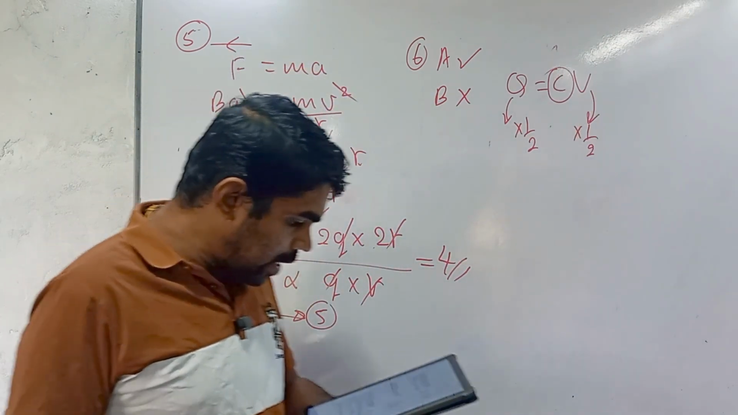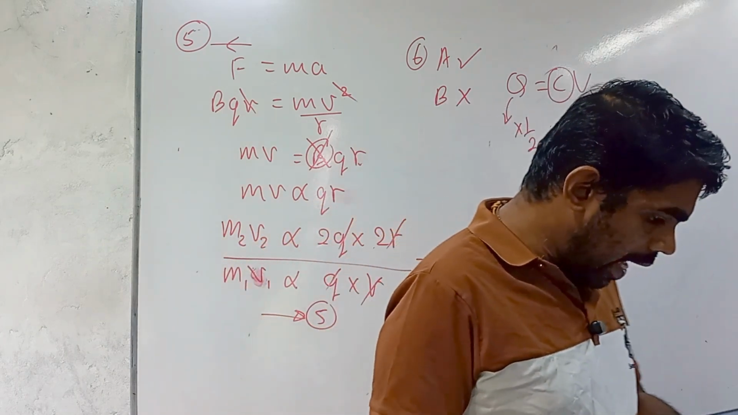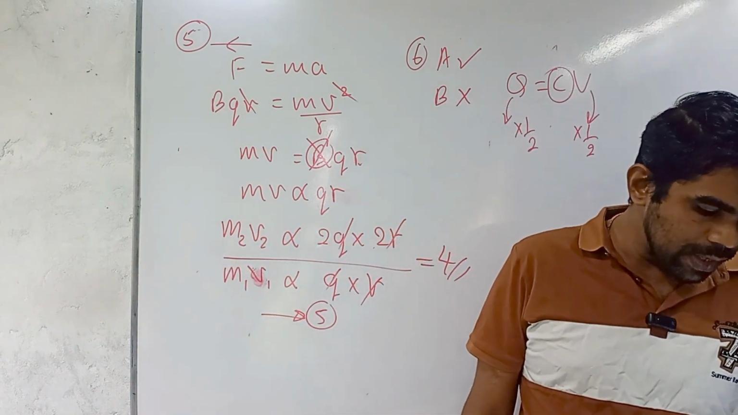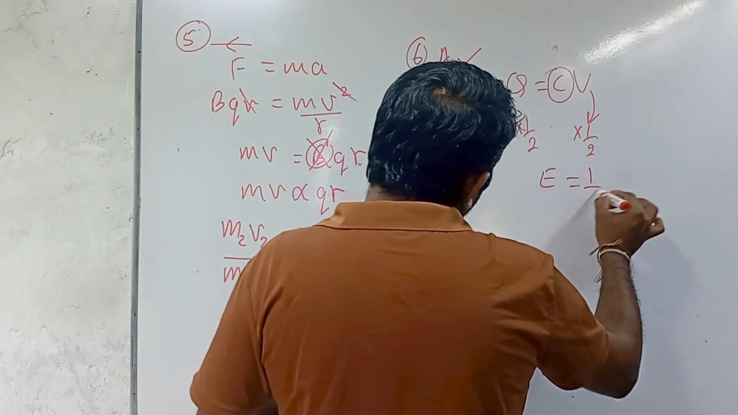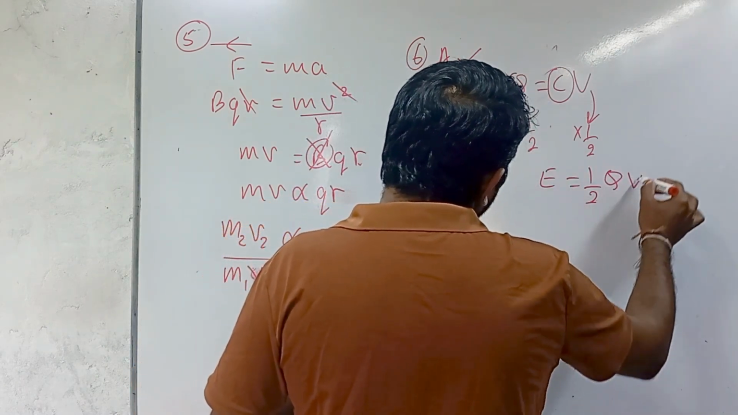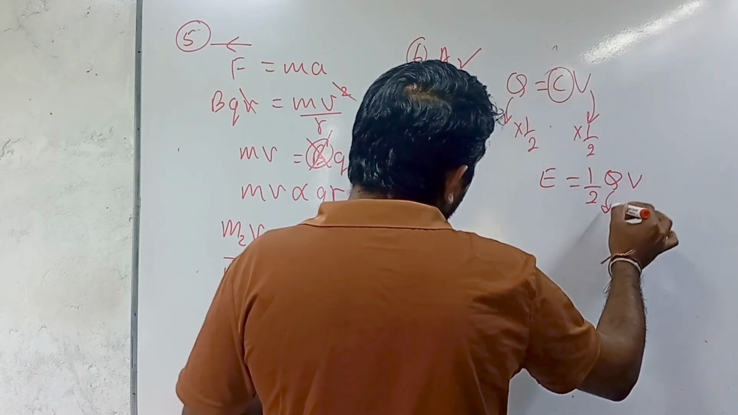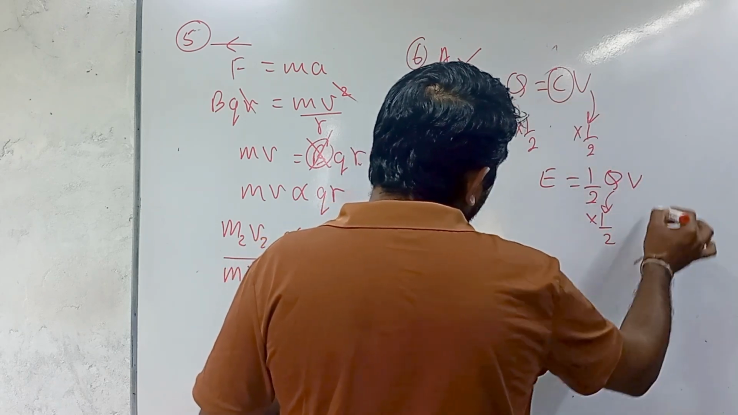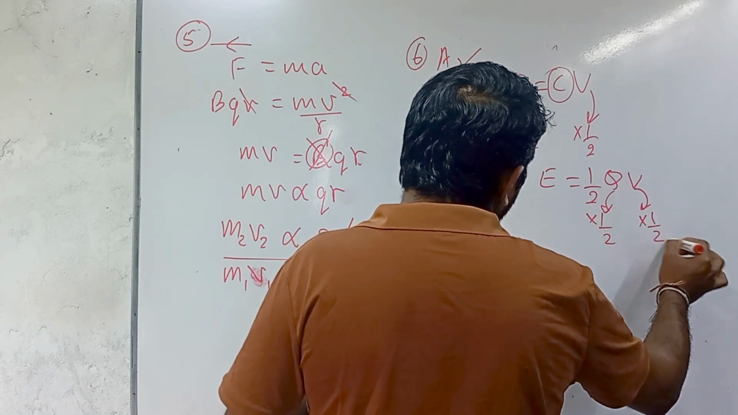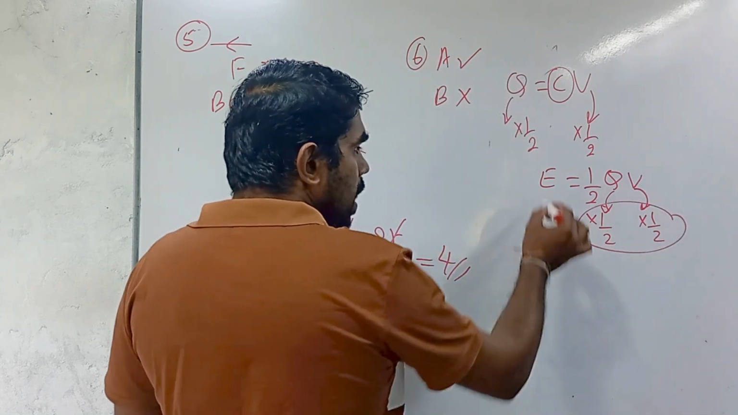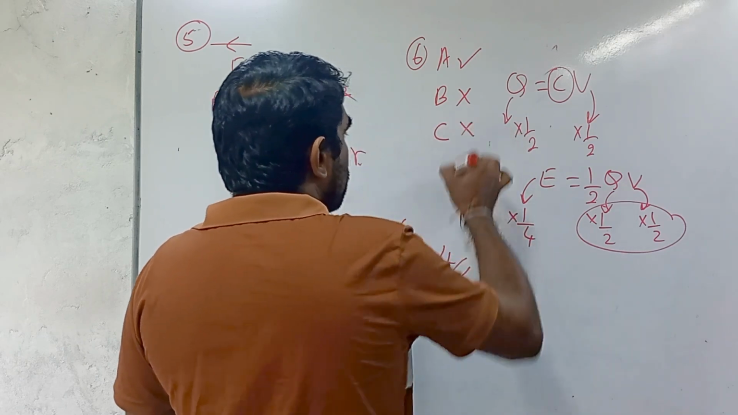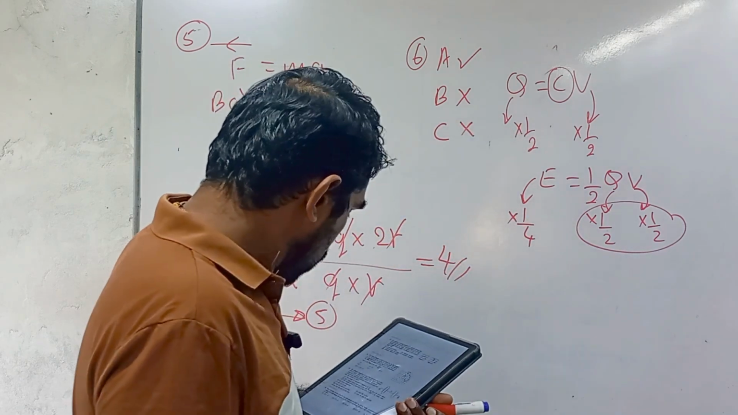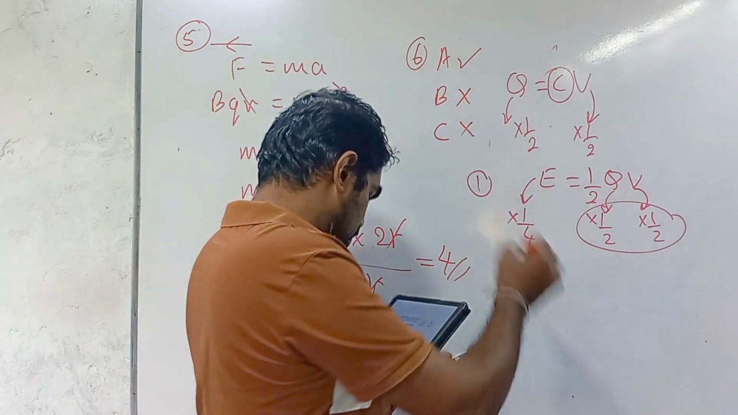Then C. The energy stored in capacitor X decreases to half of its initial value. We can write energy as half QV. Q is half of its initial value, and V is also half of its initial value. As a result, energy should be one quarter of the initial value. Then statement C is also incorrect. Only A is true. First one is the answer.